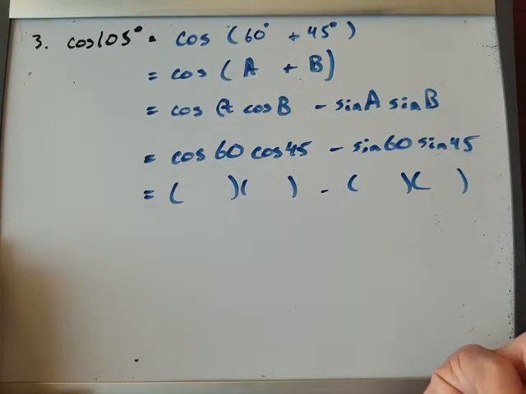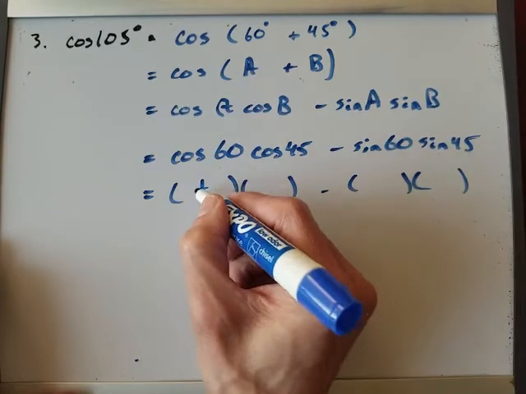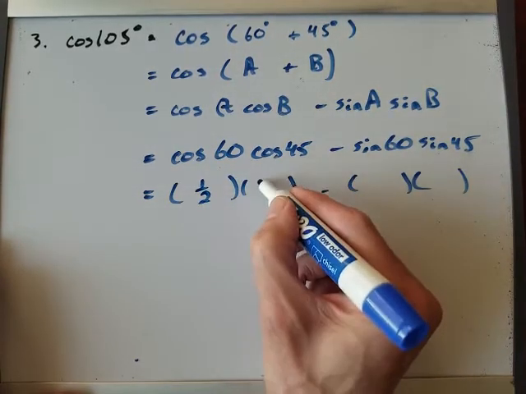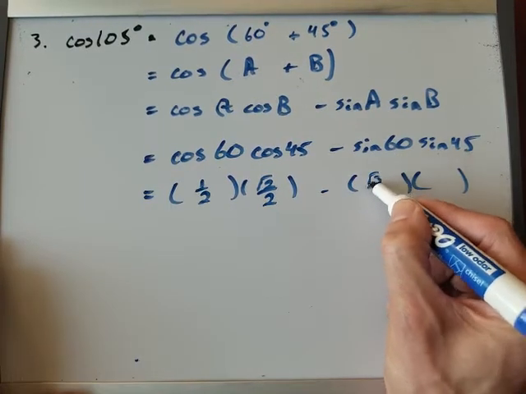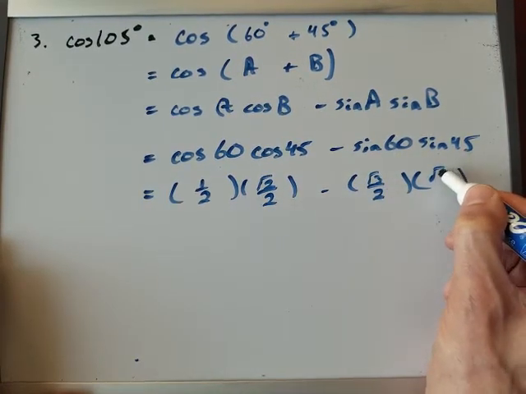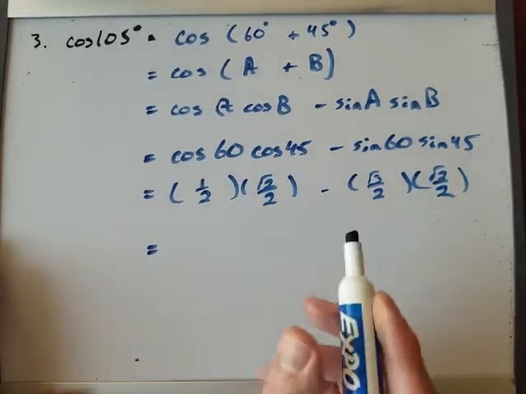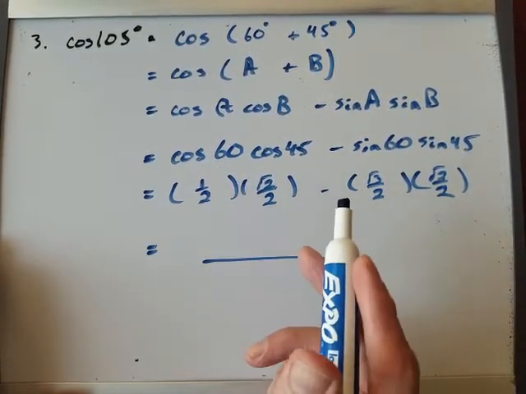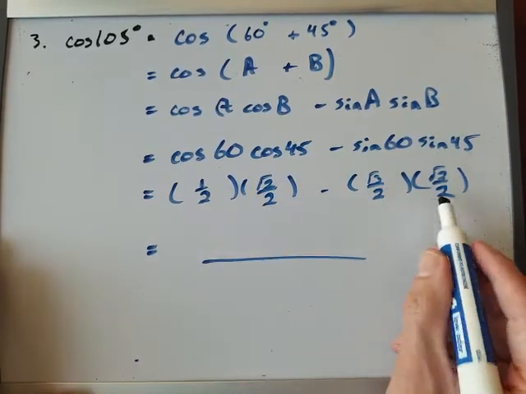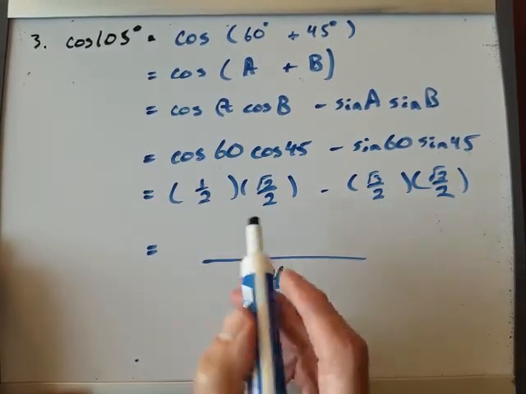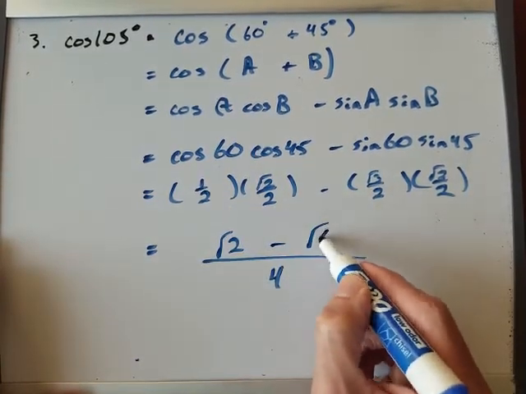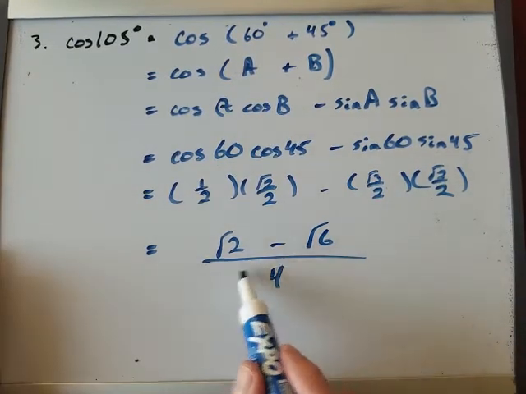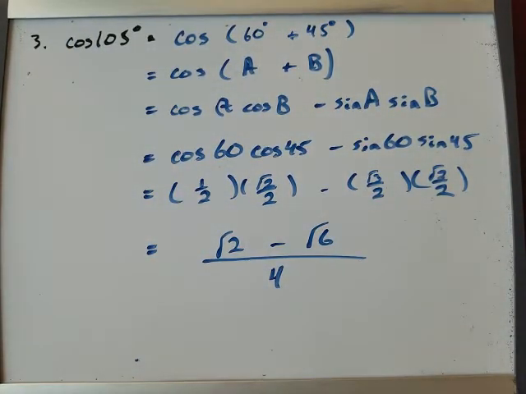No calculator needed. So the cosine of 60 is a half. The cosine of 45 was root 2 over 2. Sine of 60 is square root 3 over 2. And sine of 45 is square root of 2 over 2. And now here's what happens. We have, I'll do the denominator first, 2 times 2, 4, 2 times 2, 4. We have a common denominator of 4. And in the numerator, 1 times root 2 is root 2. Root 3 times root 2 is root 6. And we're done. We have our exact value of the cosine of 105. Now, what I'm going to do is erase, and we're going to move to our final example, which is tangent.